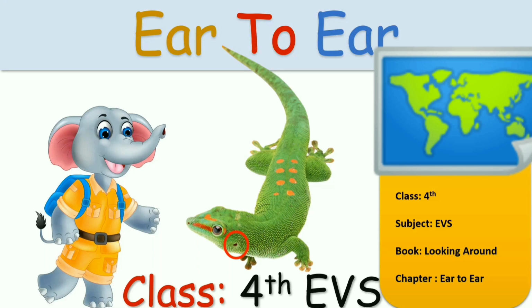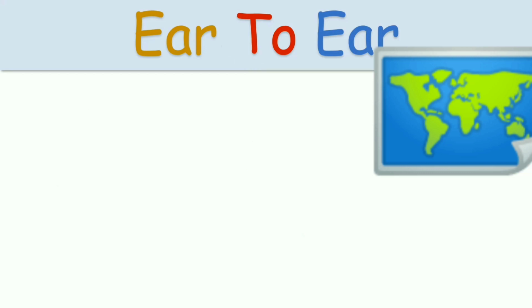Today we are going to look at a chapter of EVS from class 4. The name of the chapter is Ear to Ear and the name of the book is Looking Around. So without further intro, let's get back to the chapter Ear to Ear.